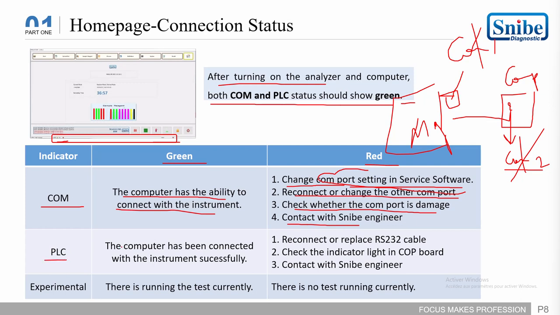Then for the PLC, green means that the computer has been connected successfully with the instrument. If it's red, then it means it is not connected. Then we reconnect or replace the RS232 cable, and check the indicator light on the COP board. Contact the engineer. For the experiment indicator at the right side, if it is green, that means there are tests running at this moment. If it's red, that means there is no ongoing test.